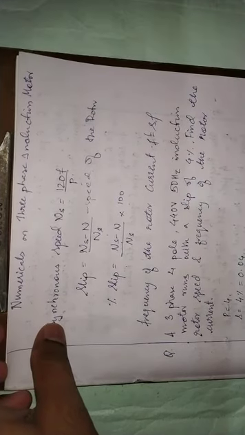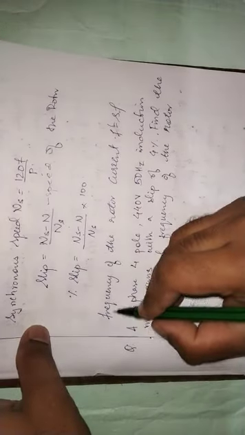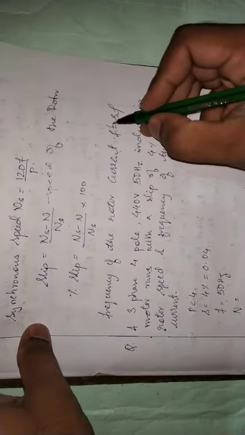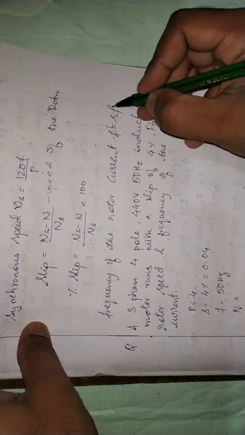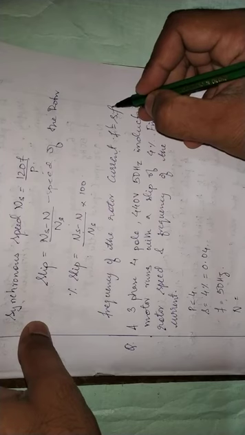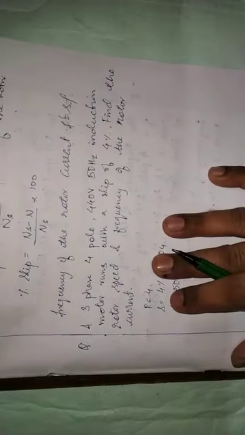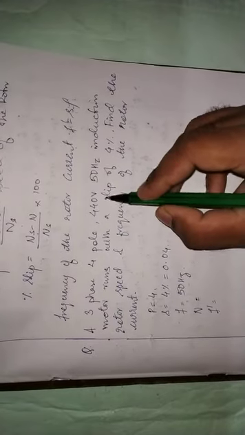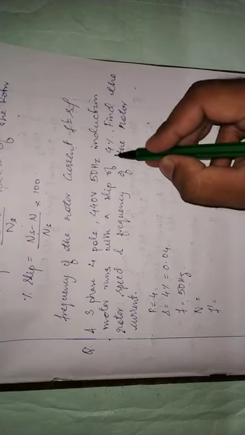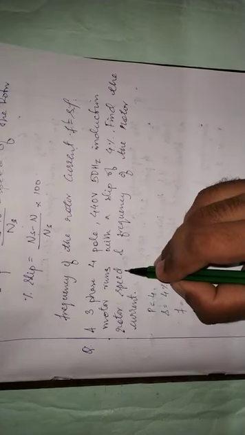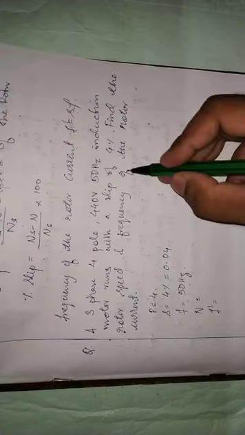Let's see with the problem. Here we also have a formula for the frequency of the rotor current, that is f dash is equal to s into f. s is nothing but the slip, f represents the frequency of the supply. Right. Now a question is here. A three-phase 4-pole 440 volt 50 Hz induction motor runs with a slip of 4%. Find the rotor speed and the frequency of the rotor current.